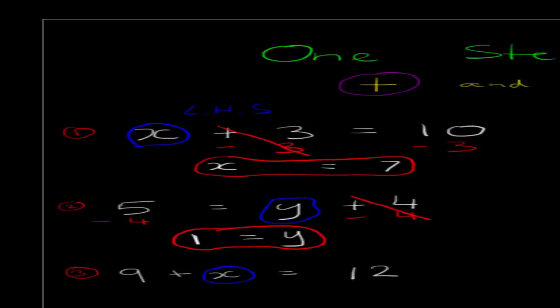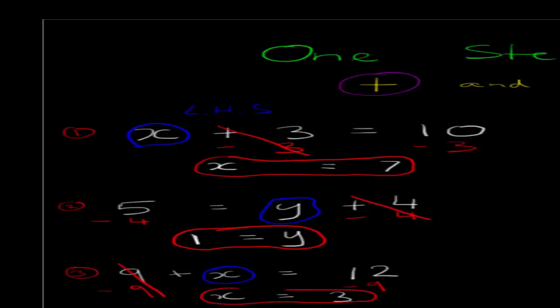Now we're going to try to remove the 9. And the 9 in this case is plus 9. So what do we do? Well, we do minus 9 on both sides. That 9 minus 9 is nothing, cancels out, and we're left with x on the left hand side, and we're left with 12 minus 9, 3 on the right hand side. And that will be your answer, right? So in this case, your answer is x equals 3.